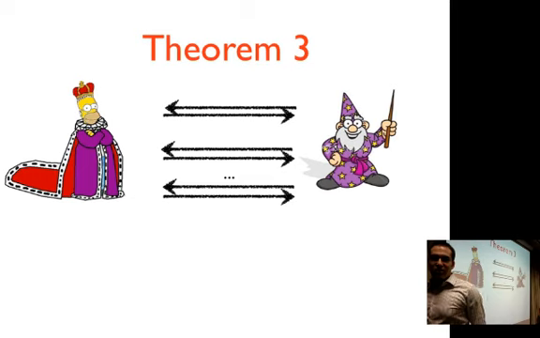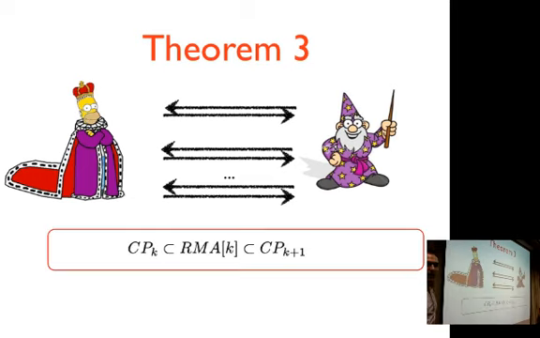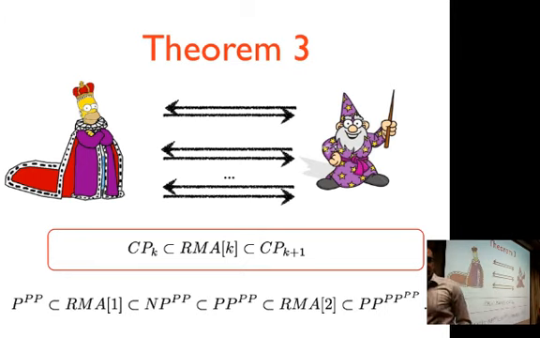So our last theorem says that rational proofs with k rounds contain the kth level of the counting hierarchy and are contained in the k plus first level. And this includes our previous results, but it also extends for any constant number of rounds of rational proofs. And in the last 3 minutes that I have, I'll tell you why this is interesting, even if you never cared about money in the first place.